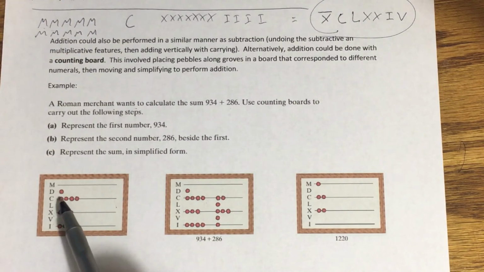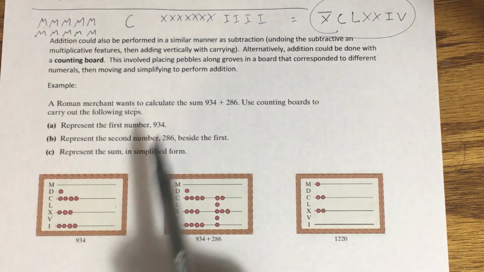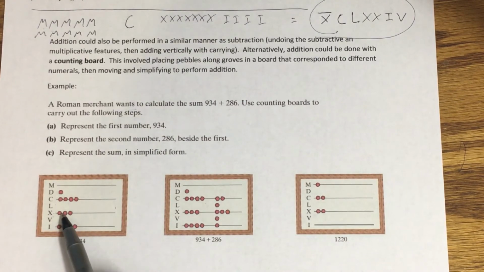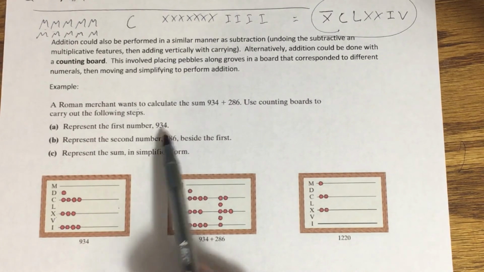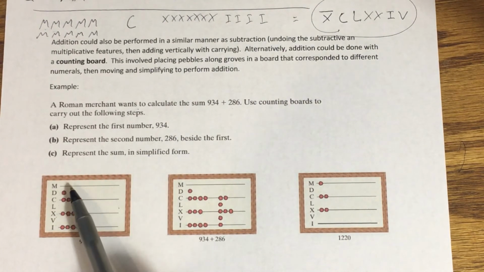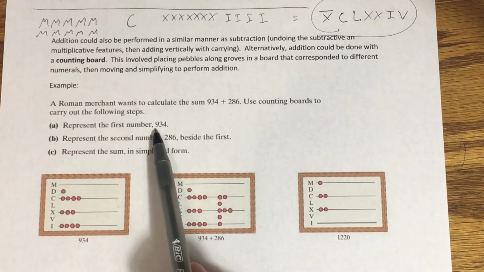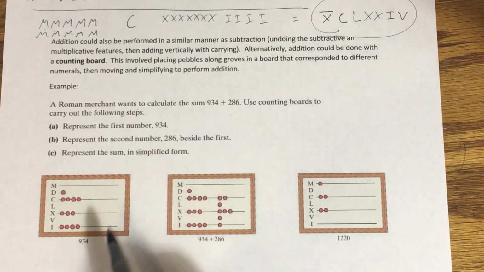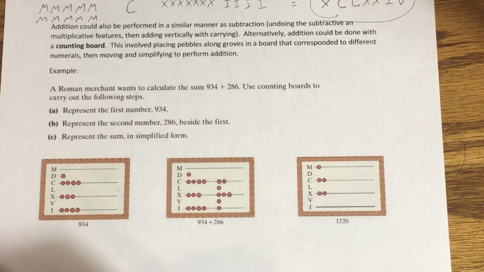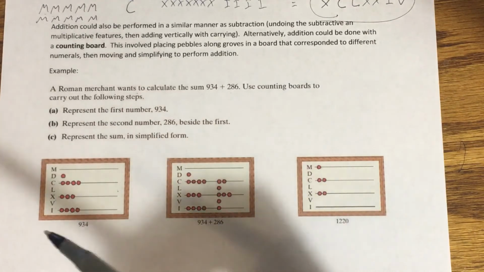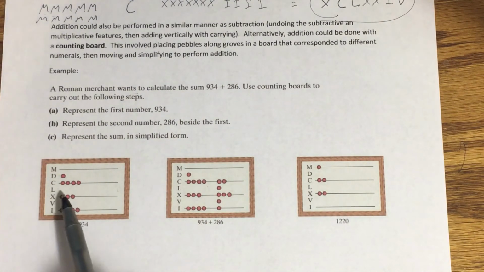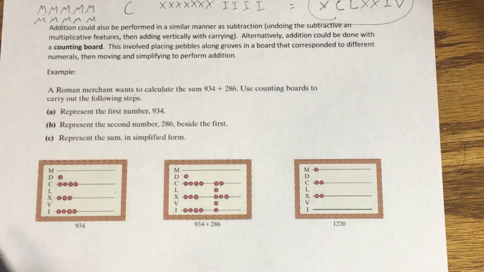This pebble for 500, 4 of these 100s right here. 30 is like 3 tens, 1, 2, 3. 4 is like 4 ones. Now, normally if I was writing that as a Roman numeral, instead of using D followed by 4 C's for my 900, I would do a C followed by an M. That's the subtractive feature. But these counting boards are not capable of representing the subtractive feature. And so we actually use however many pebbles we need to add up to the correct number. But this would be the number 934.